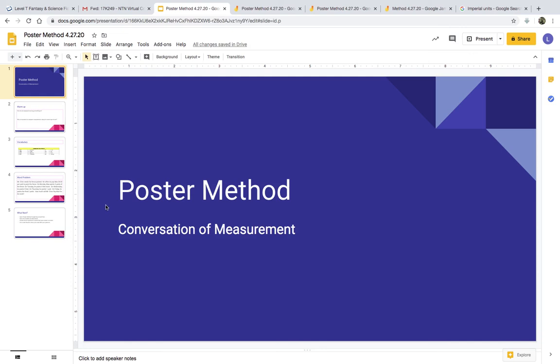So today's problem will be dealing with conversion of measurements, okay? The problem that we are going to be looking at has to do with conversion of measurements.